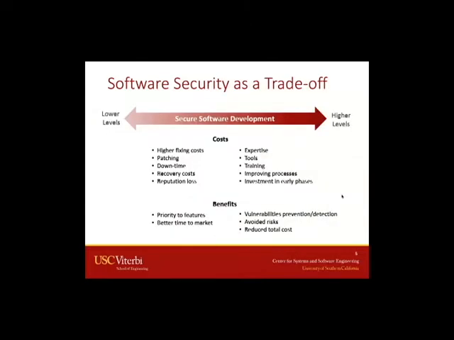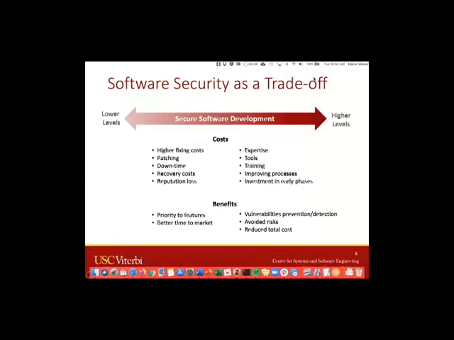So in secure software development, security will compete for a slice in a limited budget. So to add more security, organizations and development teams usually need to remove features from the scope. On one side, less investment in security often means higher fixing costs, patching, downtime if the application is attacked, recovery costs, and reputation loss. But as benefits, priority can be given to features or having a better time to market. On the other side, more investment in security implies spending effort and costs on security experts, security tools, security training, improving the processes, and it requires these investments to be done in the early phases of software development.